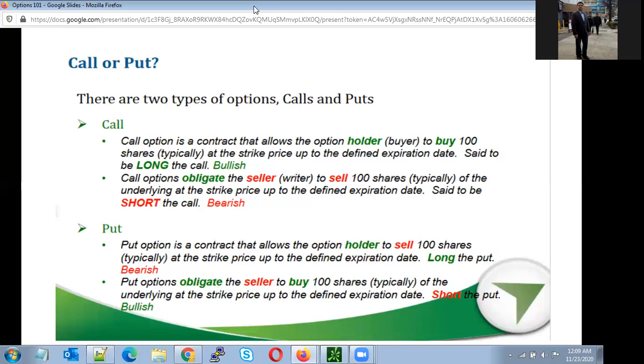Okay, who is the option seller then? Same person. I can buy the call, and I can sell the call. So when you are selling the call, what is your responsibility?